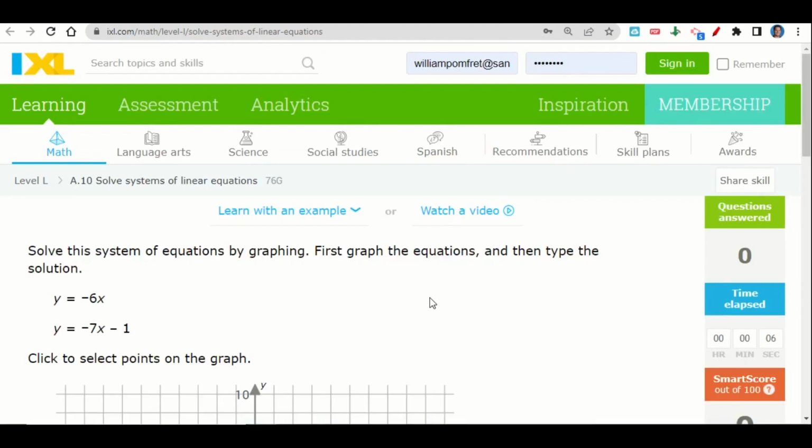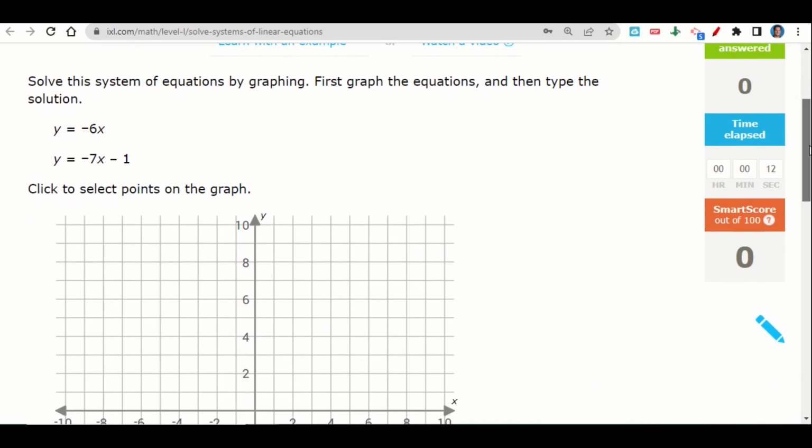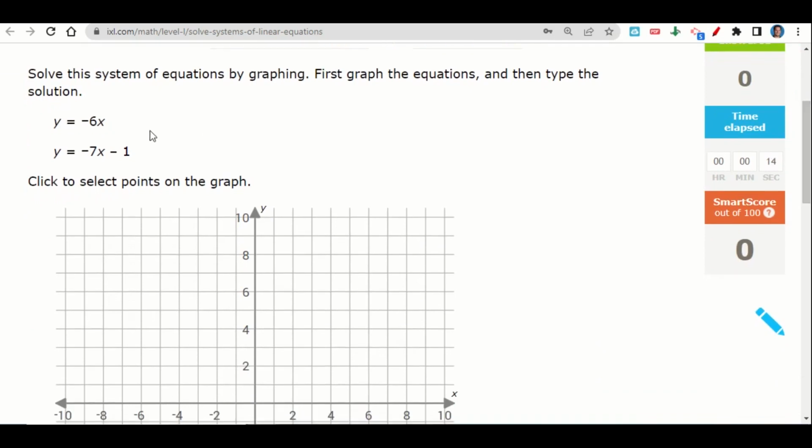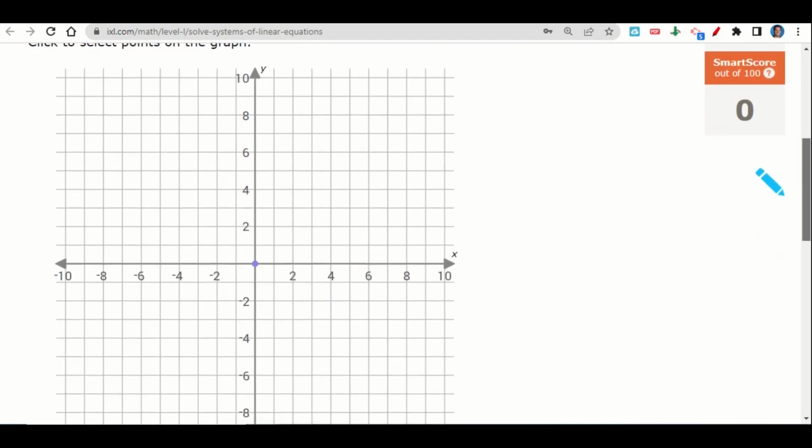So we're going to be solving systems using all the different methods here. So for this first one, it has us graph it. So it says y equals negative 6x. Well, we should notice there's no y-intercept there, so when there is no y-intercept, we put it at 0. And then our slope is negative 6 over 1, so we go down 6 to the right 1. And there's my first one.